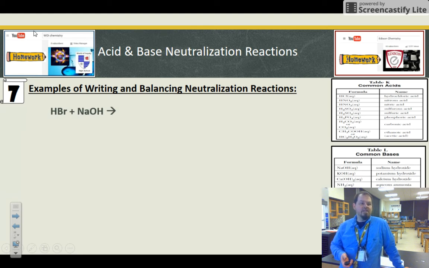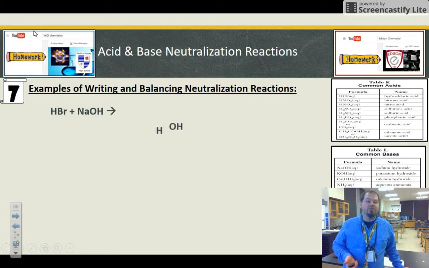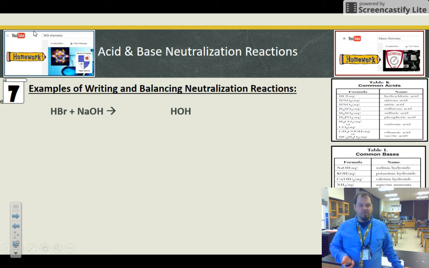So if I take HBr and NaOH, H is a plus, OH is a minus. Going to make that water first. And if you write it HOH at first to get a feel for it, I'm okay with that. HOH is the same as H2O. Sometimes later on in the complicated problems, it helps to balance them that way.